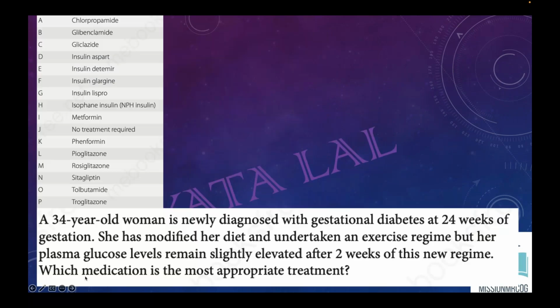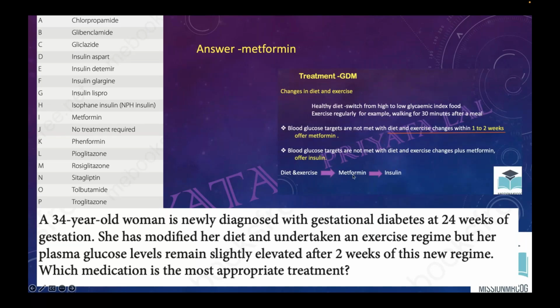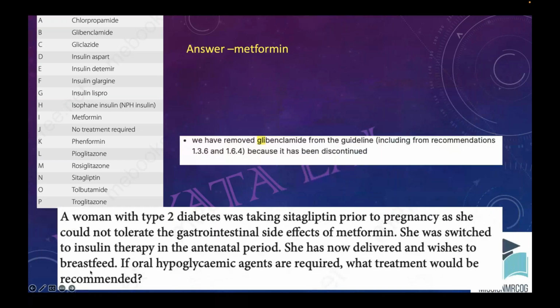Okay, so the patient is diagnosed with GDM at 24 weeks. She modified diet and exercise, but still 2 weeks after the regime it is elevated. What medication will you give? Metformin, ma'am. Metformin is the answer. So first it will be diet and exercise, then metformin, then insulin. Okay, the same question, I think the answer has come before. I also wanted to give you an update that glibenclamide has been removed from the guideline.